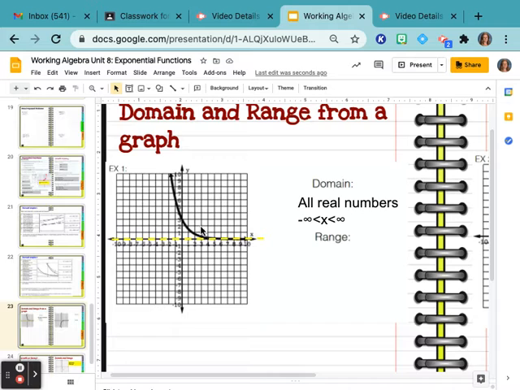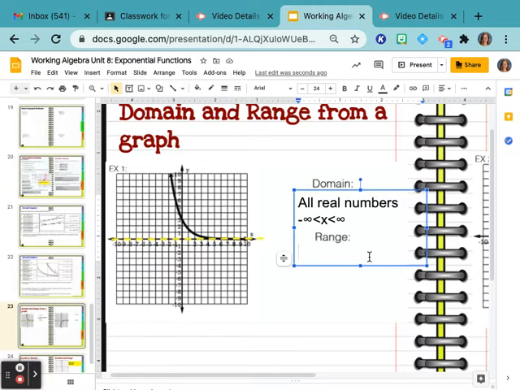So it's going to get closer and closer. I think about it as it's skating along the edge without ever going over the edge or touching the edge. So then our range is affected by that. It's going to be above 0. So y has to be greater than 0. It's not equal to because it doesn't actually touch it. So y is greater than 0.